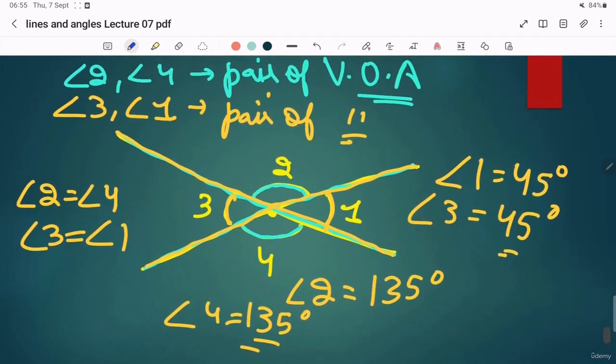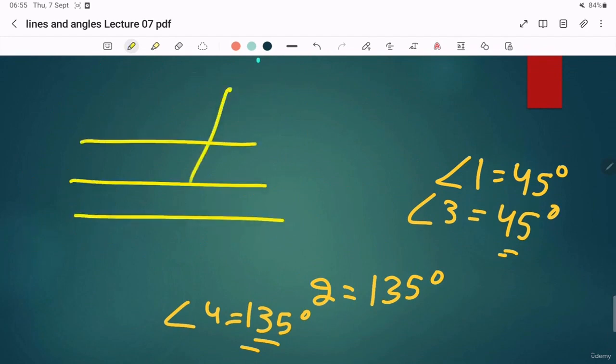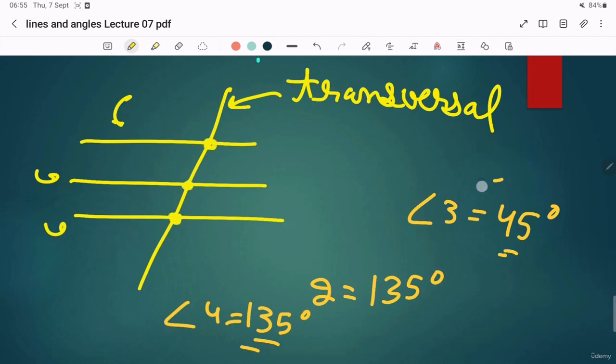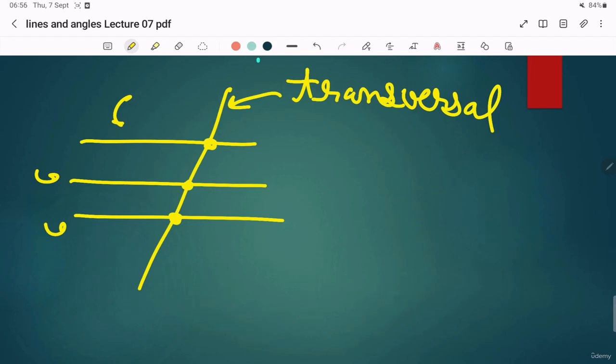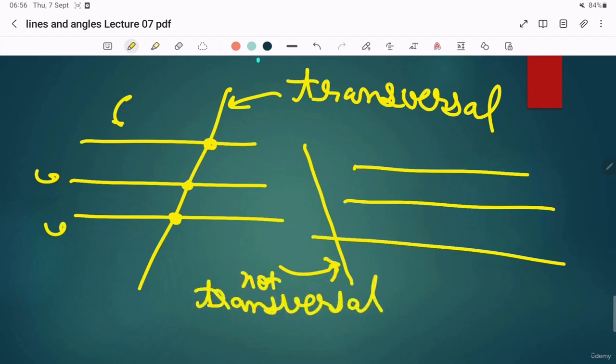Now let's say if we have three lines like this and one line is intersecting them, so this is a transversal because it is intersecting three lines at three distinct points. Now let's say we have three lines and one line is intersecting like this, so this is not a transversal. It is not a transversal because it is not intersecting two or more lines. It is just intersecting this one line.